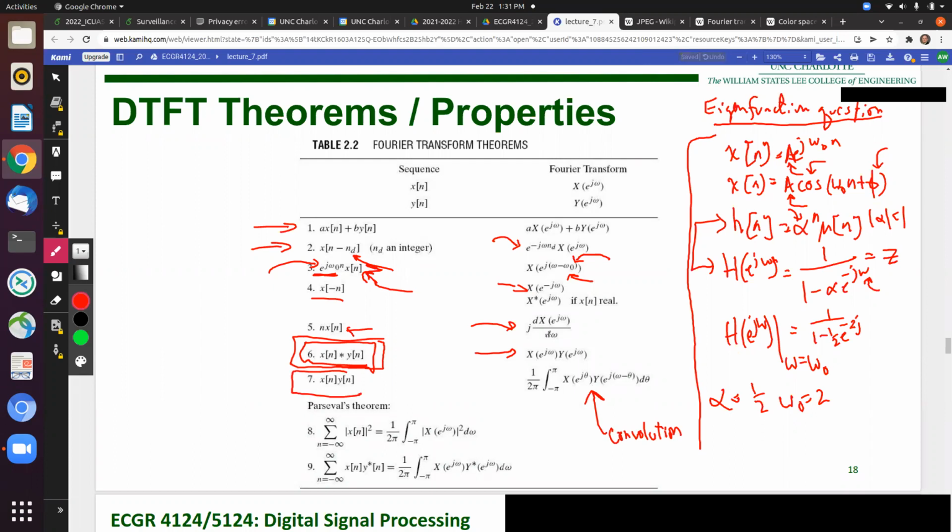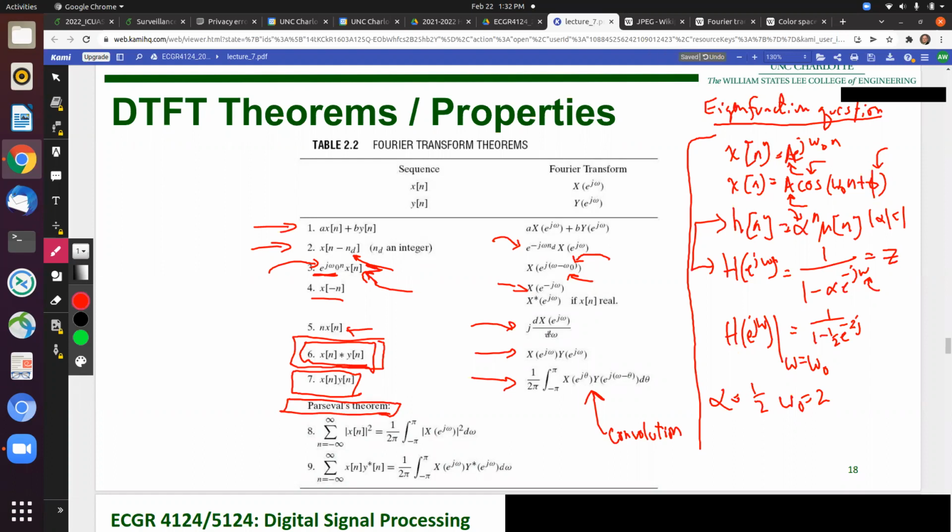Multiplication in the sample domain implies convolution in the frequency domain. Okay, there's a duality there. This says convolution in the sample domain is multiplication in the frequency domain. And the corollary to that is if we multiply in the sample domain, that's convolution in the frequency domain. That's what this says.